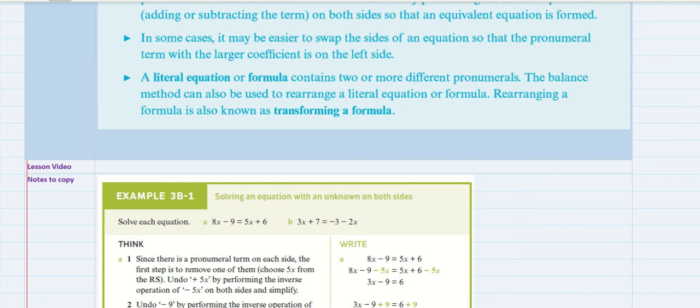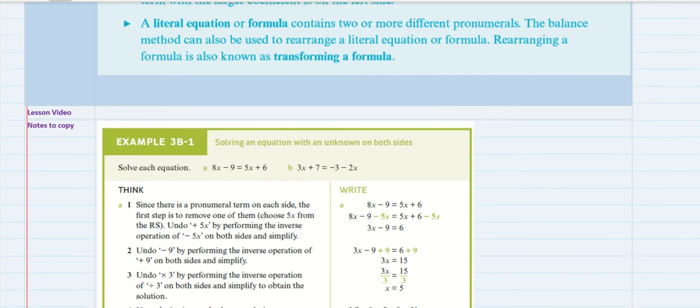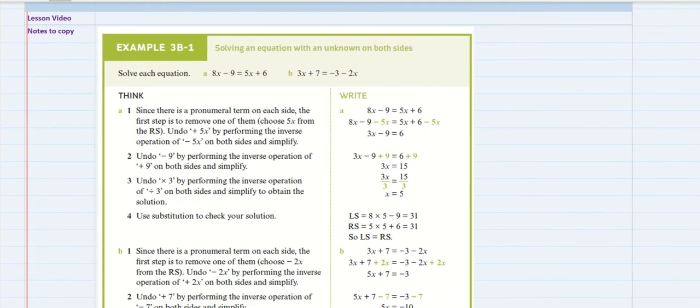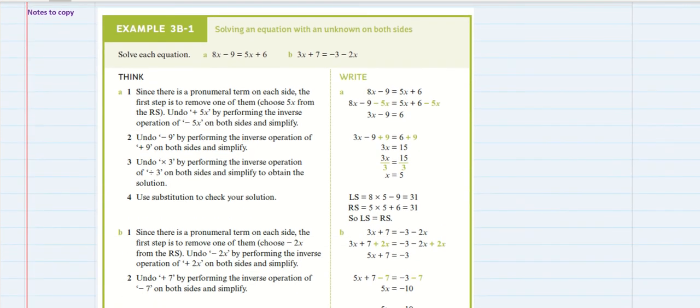A literal equation or formula contains two or more different pronumerals. The balance method can also be used to rearrange a literal equation or formula. Rearranging a formula is also known as transforming a formula. So let's have a look at our first example.